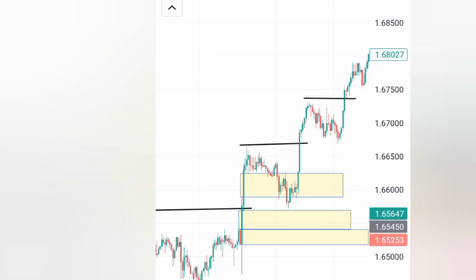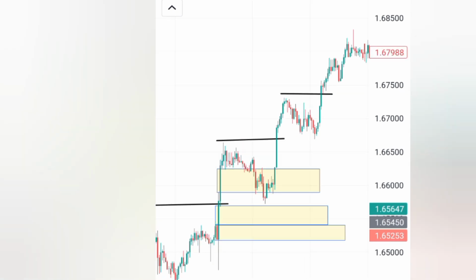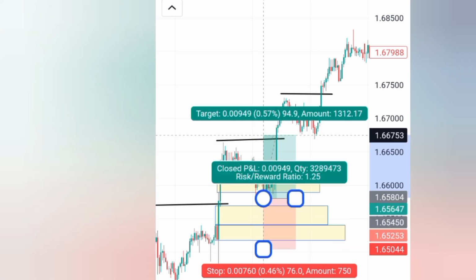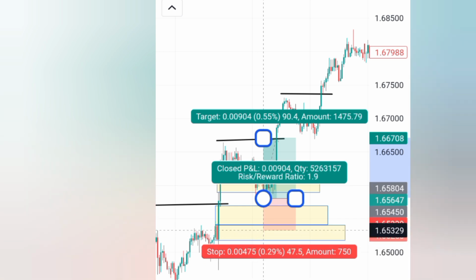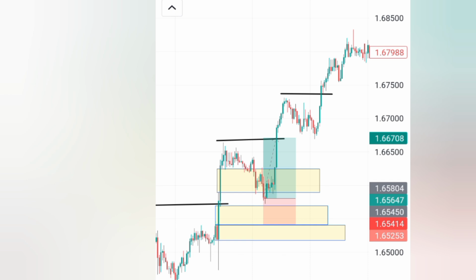But you realize that the market didn't come to our order block, but it just created liquidity on our first fair value gap. After identifying that, you'll be able to enter the market. It comes below this 50% fib level, and you'll be able to target this high. And you put your stop loss anywhere you want. After that, you go to another example.